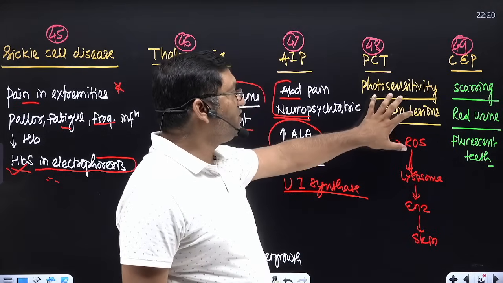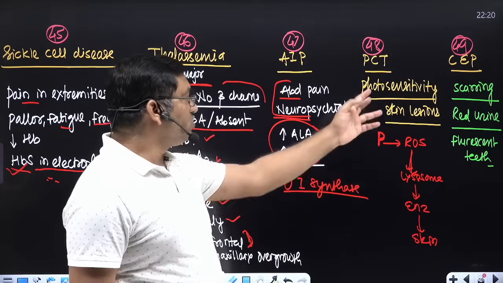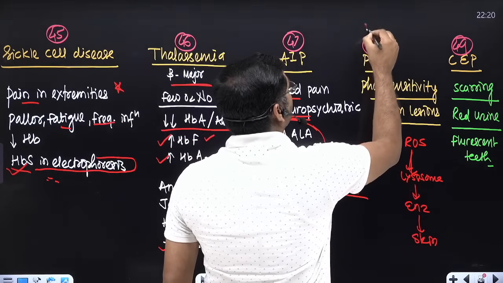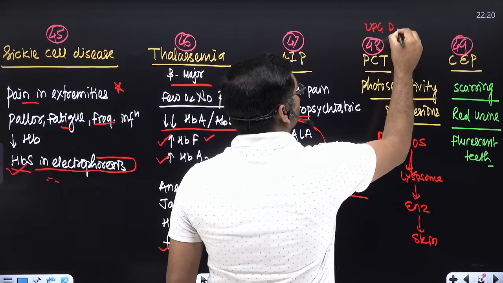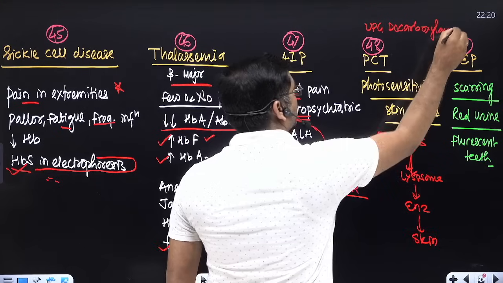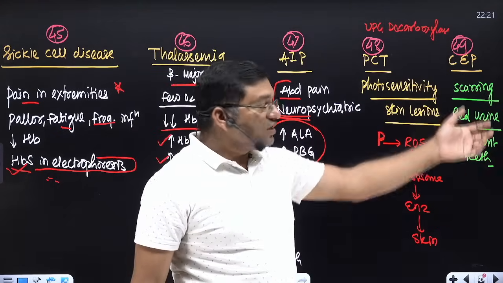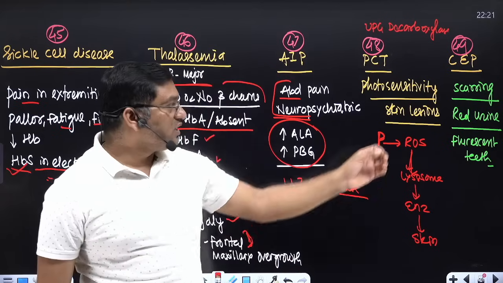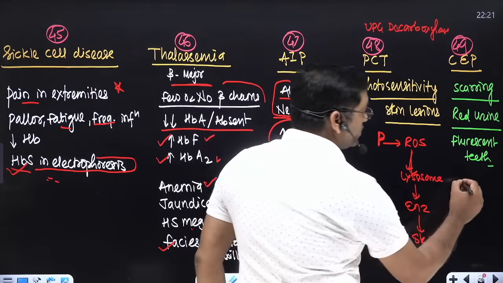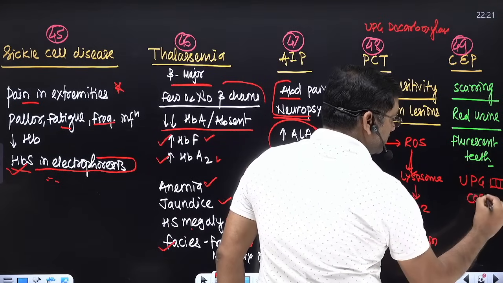So photosensitivity is there in porphyria cutanea tarda. It is due to the defect in the enzyme uroporphyrinogen decarboxylase. Congenital erythropoietic porphyria is an autosomal recessive disorder due to the uroporphyrinogen 3 co-synthase defect.